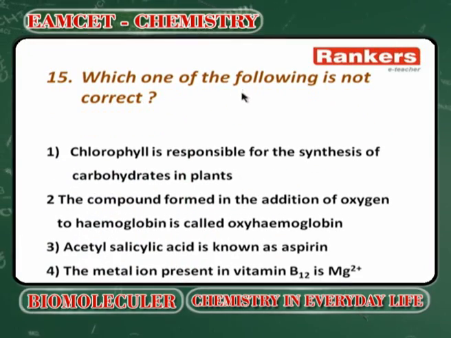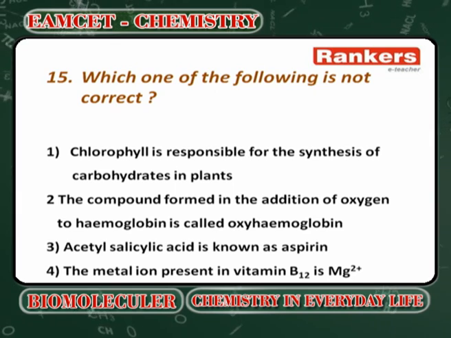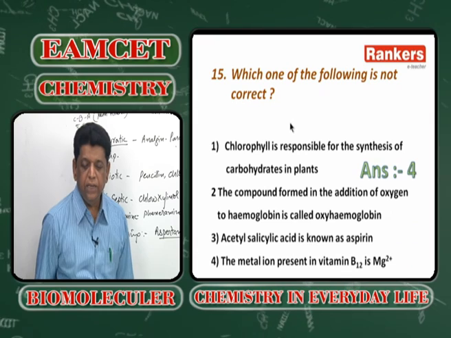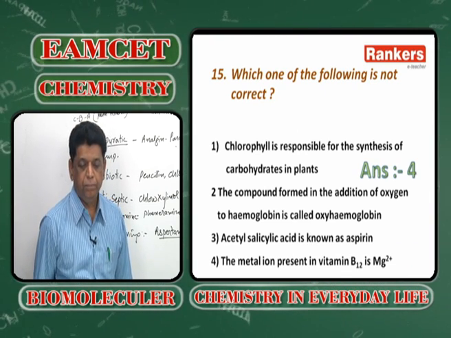Which of the following is not correct? Chlorophyll is responsible for the synthesis of carbohydrates, right. The compound formed by the addition of oxygen to hemoglobin is called oxyhemoglobin, right. Acetyl salicylic acid is known as aspirin, right. The metal ion present in vitamin B12 is magnesium, that is wrong. In chlorophyll, magnesium 2 is right. Vitamin B12 contains cobalt plus 3. So, answer 4 is wrong. Next.